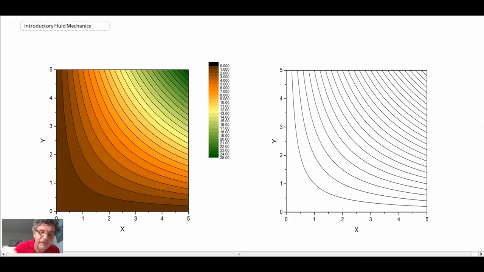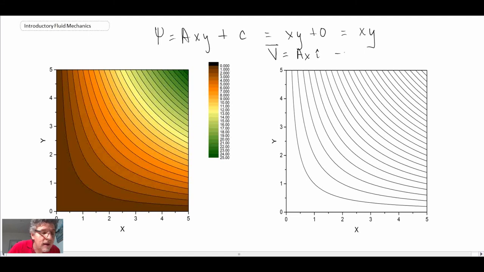Here we go. On the left we have a color contour map, and on the right we have a contour without the colors. What you're looking at is the stream function axy plus c, where a is 1, so really it's just xy plus 0, so we're just looking at xy, and that would be the stream function. And we're looking at the velocity field. If you recall, we had axi minus ayj. So plugging in our values, that is the velocity field of xi minus yj. Those are the streamlines for that velocity field that we're looking at.